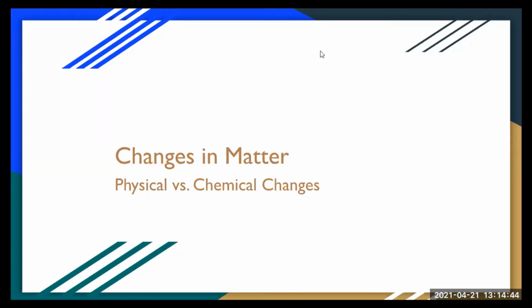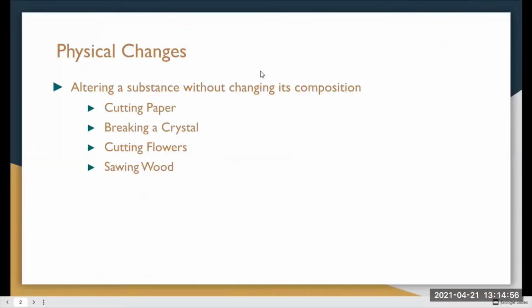Matter, because we've been talking about what a chemical reaction is, all of that stuff, but it's important to know that there's a difference between physical and chemical changes. So a physical change is altering a substance without changing its composition.